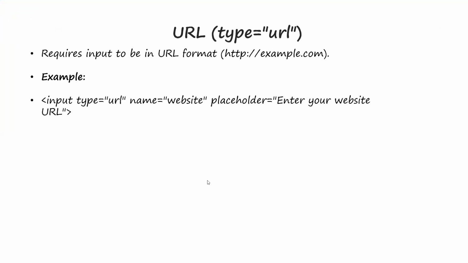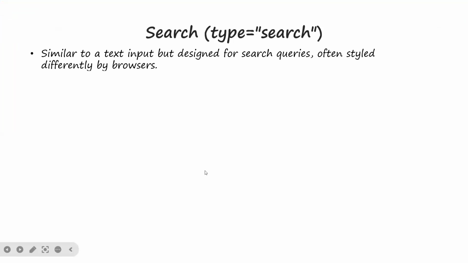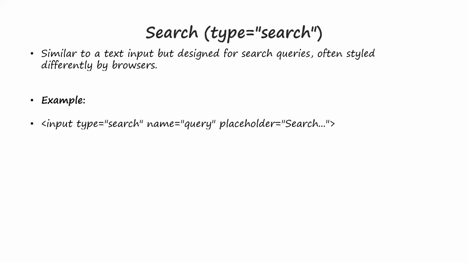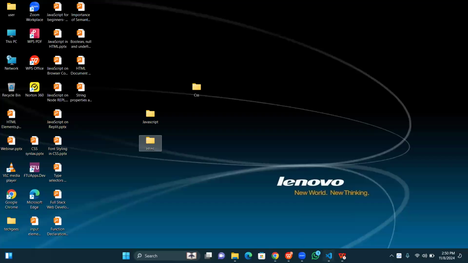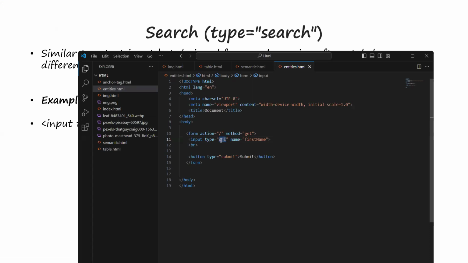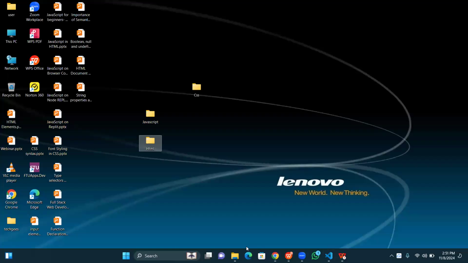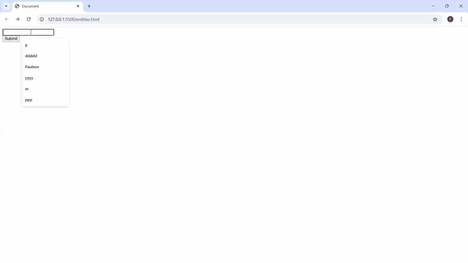We also have the search type. The search type is similar to the text input, but it is designed for search queries, and the browser displays it differently. The only difference is to change the type to search. So if I go back now and say search instead of URL, it's going to be a search type, and I want you to watch carefully. Once I start typing anything, look at it. It is giving me this close icon here.